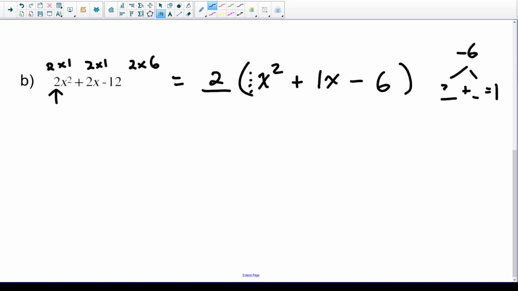Well, that would be 3 and 2, but one of them has to be negative to add to positive 1. The 2 has to be negative. 3 times negative 2 is negative 6 when you multiply them. 3 plus negative 2 is positive 1 when you add them.